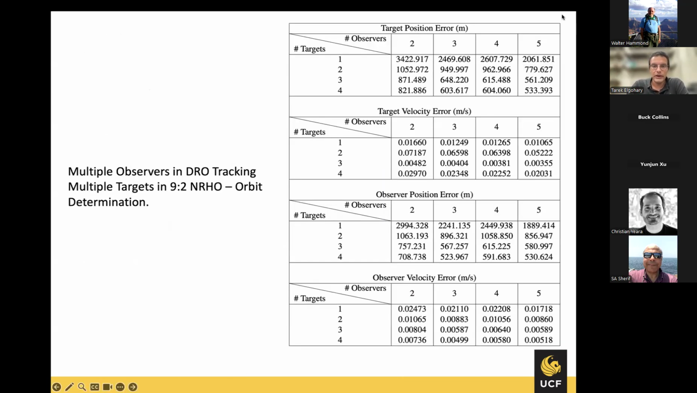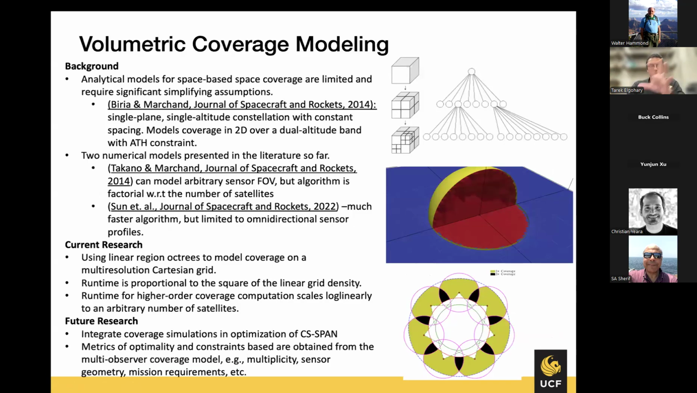Cool. All right. So that's the first part related to the multi-observer, multi-target. The second part is on the volumetric coverage. So how can we quantify coverage? The coverage problem has been very, very interesting in the space domain in general. Attempts have been made before, mostly planar type ideas, assuming directional sensors. It was very fundamental, and there have been several publications on that.